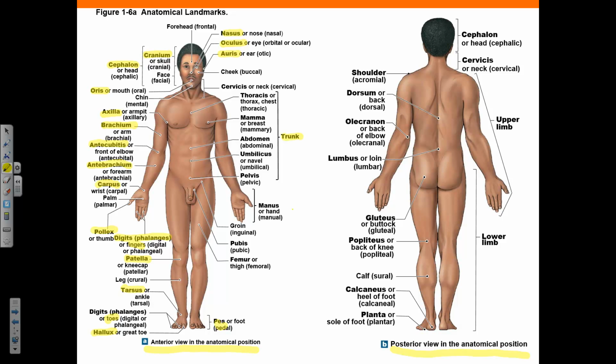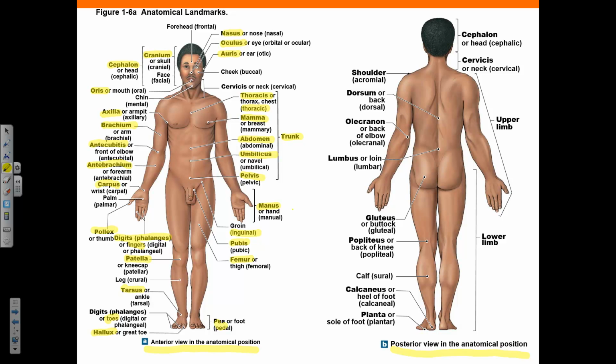The trunk consists of the thoracic region, or thoracis, the mamma, or breast, the abdomen, the umbilicus, or navel, and the pelvis. Manus refers to hand, pubis, the femur, sometimes described as femoral, and the groin, sometimes described as inguinal.